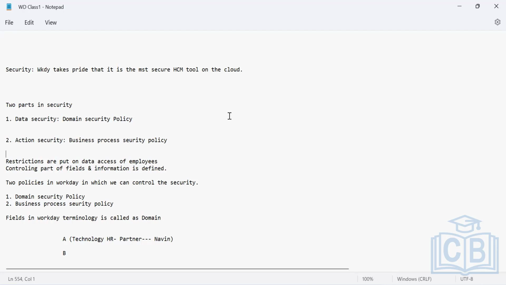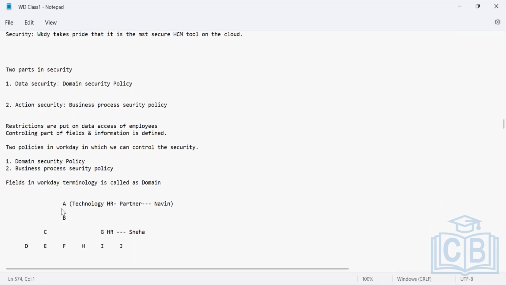Then comes the next part, which is restrictions. So restrictions are put on data access of an employee, and controlling part of the field and information is defined. And that is defined through these policies. We will see that one by one. Another thing is we have to understand the security flows from top to bottom. Now, what do you understand by top to bottom? Management to employee. Yeah. It is basically through the hierarchy.